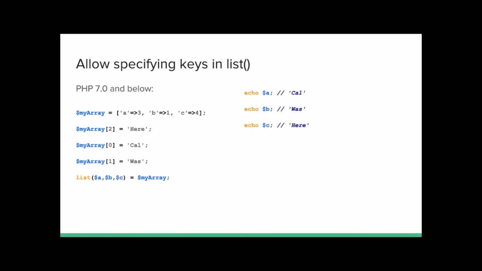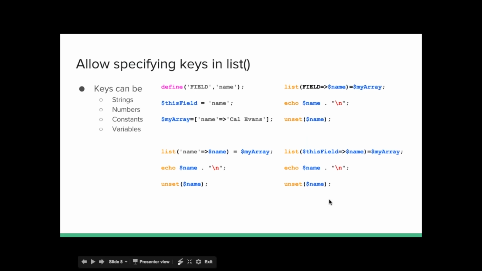Now, this did work in 7 and below. I could specify my array as an associative array with A, B, and C, but then I could specify elements 2, 0, and 1, and I put them out of order on purpose to let you know that the order you put them into the array has no effect on it. List is looking for 0, 1, and 2 if you've specified three elements. But I can say my array 2, 0, and 1 equals here, Cal, was. And then if I echo out A, B, and C, I get Cal was here. So the order doesn't matter, but in 7 and below, you do have to have the 0, 1, and 2 if you want list to pick up A, B, and C in this command.